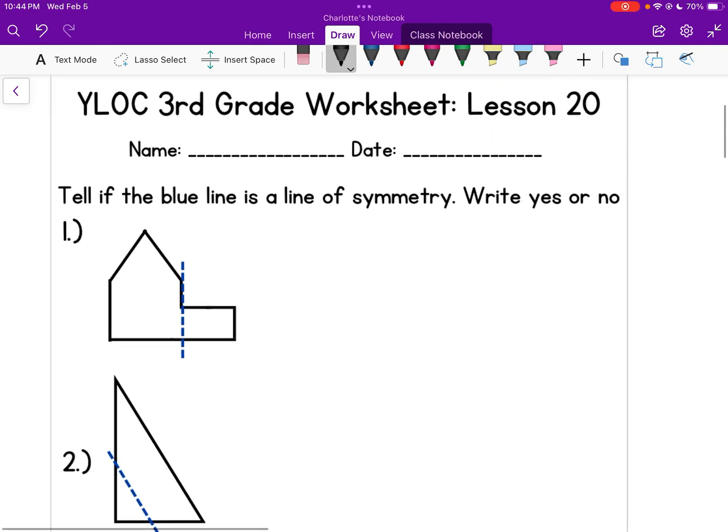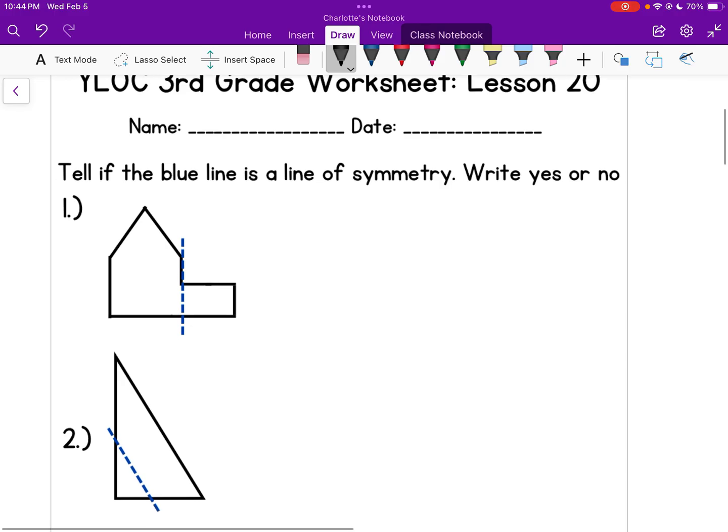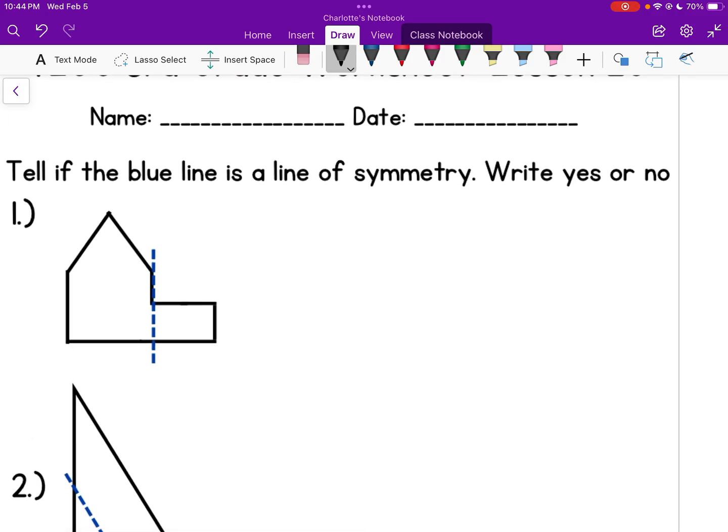Hello, we're gonna work on the Wildlife Theory worksheet, lesson 20 today. First of all, we're gonna tell if the blue line is the line of symmetry and write yes or no. The line of symmetry is the line that divides the shape in half equally.